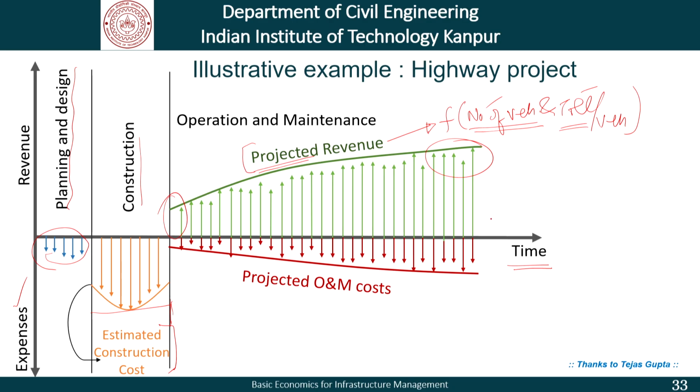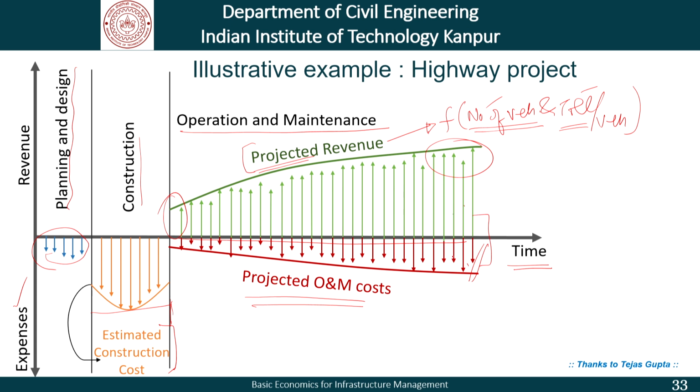Remember that during this operation and maintenance phase, there will also be projected operation and maintenance expenses. We will need to maintain and repair the road, and we will have to maintain the toll plazas and so on and so forth. So, there will be a certain amount of expenditure which will be continuously incurred as far as operation and maintenance is concerned. So, the net revenue that we have is only the difference of these two.